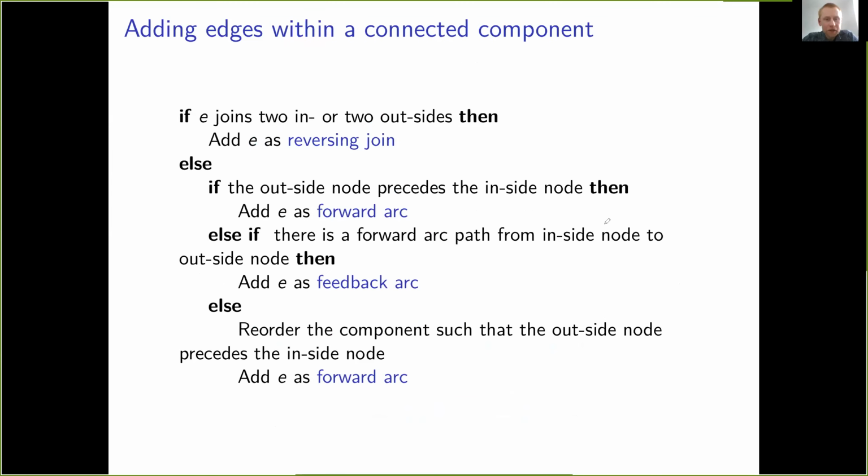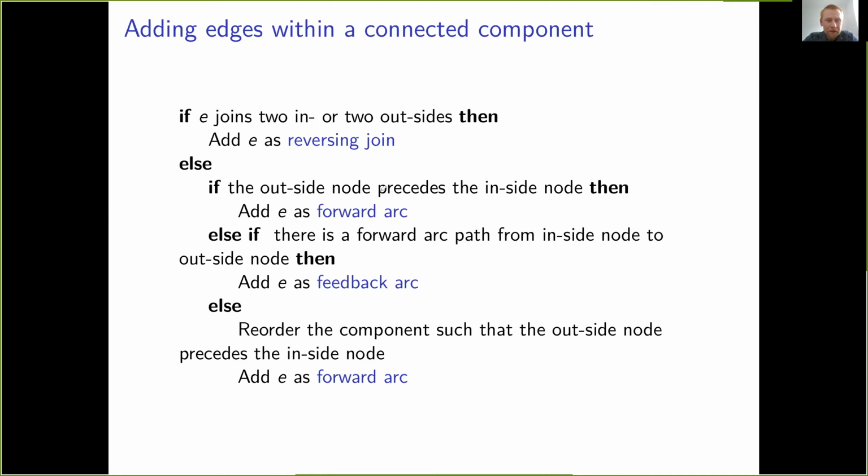When we add an edge that has both ends in the same component, there are a few more cases. Two of them are simple. If the edge joins two insides or two outsides, then it must be classified as a reversing join. Otherwise, if the edge joins an outside with an inside and the outside node precedes the inside, then we classify it as a forward arc.